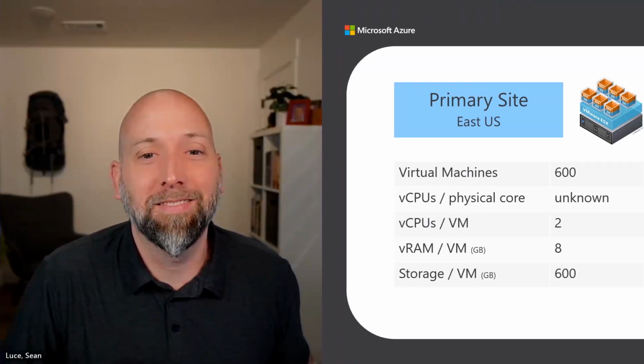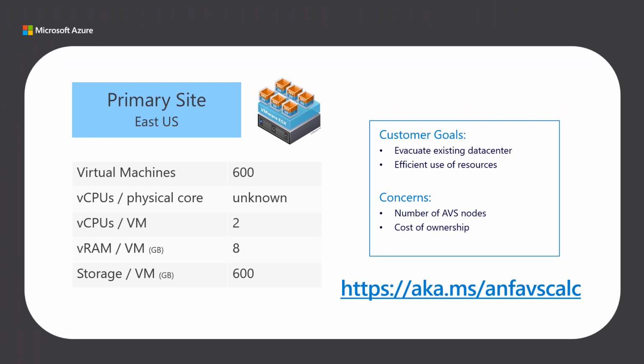Excellent. Well, here's their environment on a slide as they've told me. They believe they have somewhere between 500 and 600 virtual machines. They've estimated about 2 vCPUs and 8 gigs of RAM per VM, and they think it's probably an average of 600 gigabytes of storage per VM, but they're not really sure right now how that's going to look. It might be a lot bigger than that.